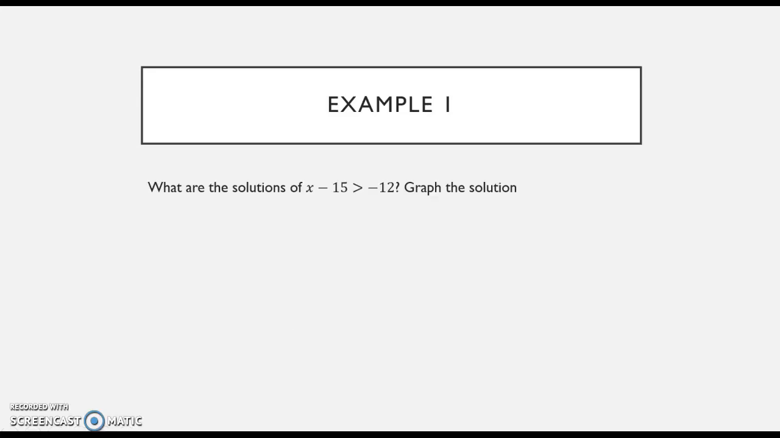All right, so here we have, what are the solutions of x minus 15, which is greater than negative 12? And I'm just going to rewrite that so we can see it without all the other words around it. So how would we solve it? Well, I want it to become 0 on the left to where it's just left with x, and whatever I do to the left, I have to do equally to the right, or in this case, inequally.